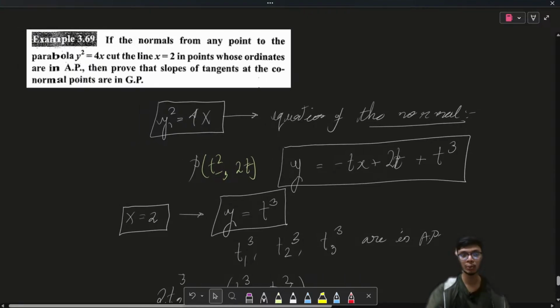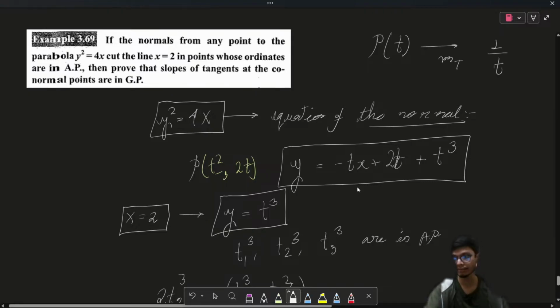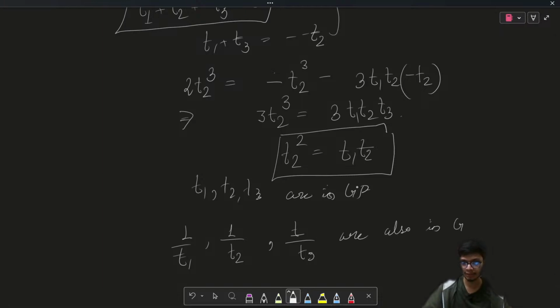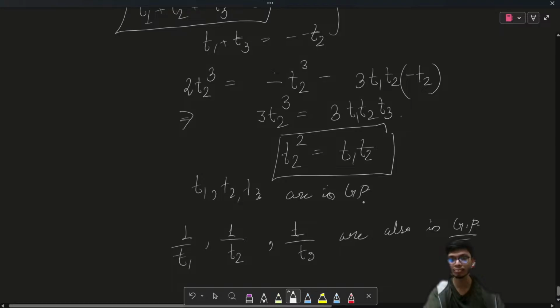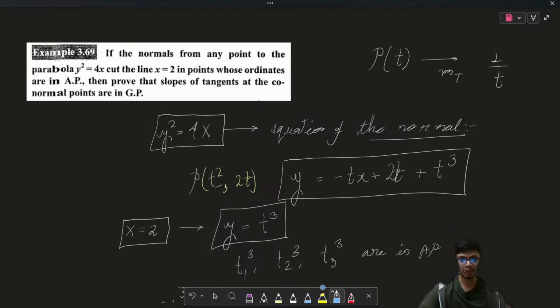And if you recall, the slope of the tangent at point P whose parameter is t is basically given as 1 upon t, right? So if t1, t2, t3 are in GP, the inverses of them are also in GP, right? So 1 upon t1, 1 upon t2, 1 upon t3 are also in GP. This is a very interesting problem that you can always try to think over. Therefore, in this manner, you can easily prove that the slopes of the tangents at the corner points are always going to be in GP. Is this clear to all of you? Okay, so this is how we prove these kinds of problems.